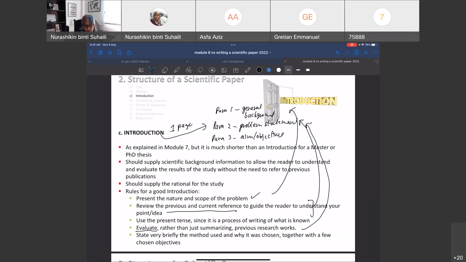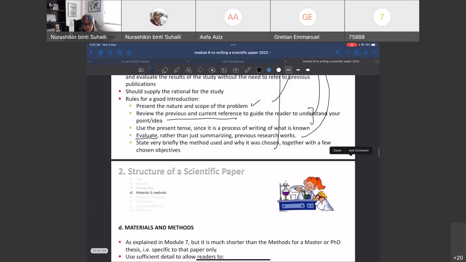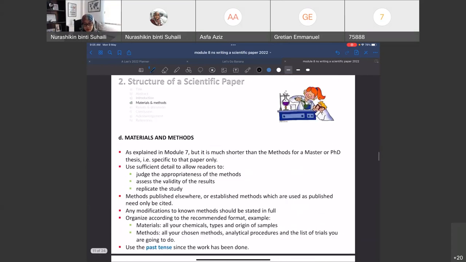Okay. State very briefly the method used and why it was chosen, together with a clearly stated objective. So this is when you start to mention your objective. Okay, so that's the introduction. And then the next section is materials and methods. The way you write it, you use past tense. Okay, that's the same. But how you write it is more simplified than in a thesis.